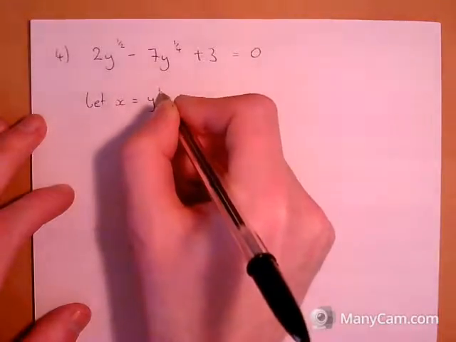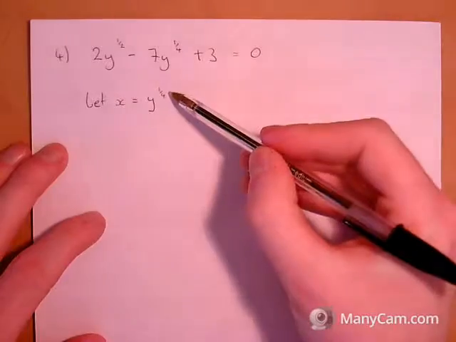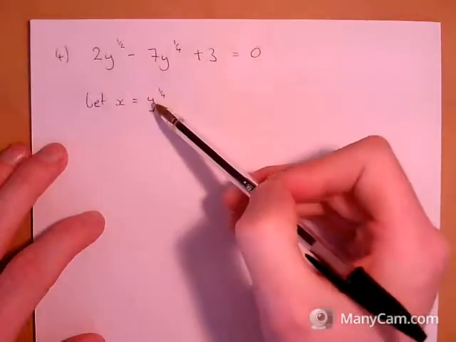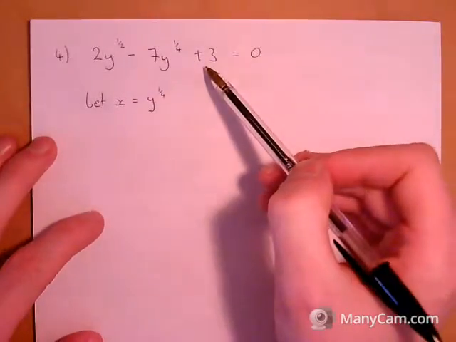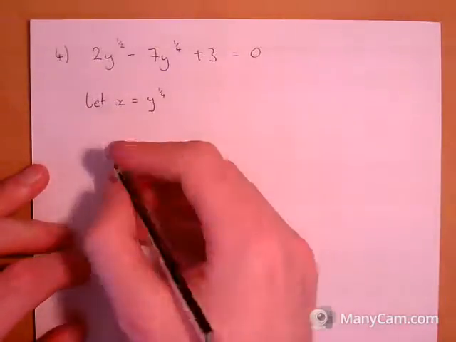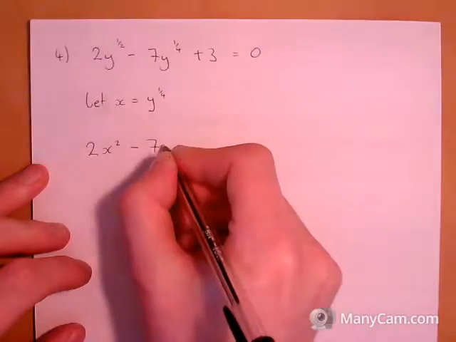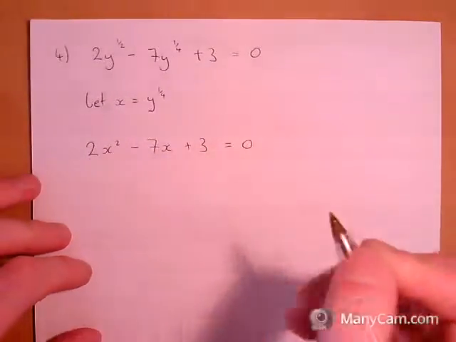equal y to the power of a quarter. The reason I've made it to the power of a quarter is because if I squared this, then I would end up with y to the power of a half. I've got y to the power of a quarter in the middle there, and then just a 3 on the end. So I'm going to end up with a quadratic with x this time instead of y. So I would end up with 2x squared minus 7x plus 3 equals 0.